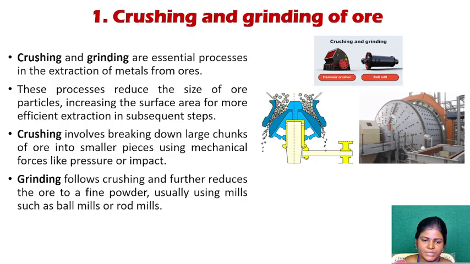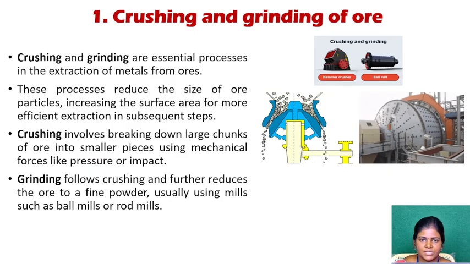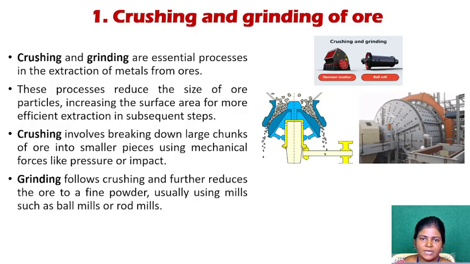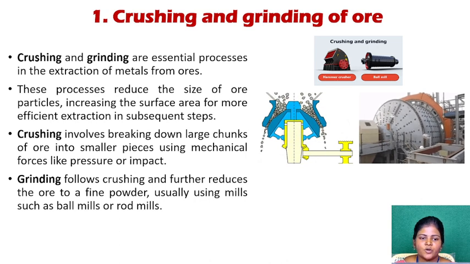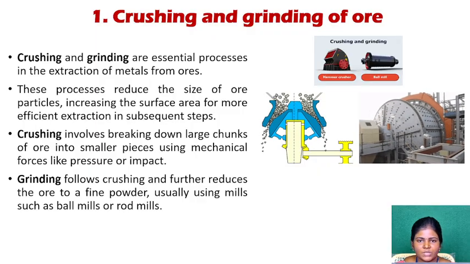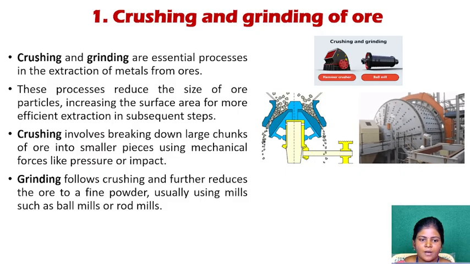In this process we are going to crush the ore and then grind it. These two are very important processes, which are the initial step for the extraction of metals. When we crush the ore and grind it, we are increasing the surface area for more efficient extraction in subsequent steps. Crushing involves breaking down large chunks into smaller particles, followed by grinding. The grinding further reduces the size of the ore, and we get a powdered form, usually using mills such as ball mills or rod mills.